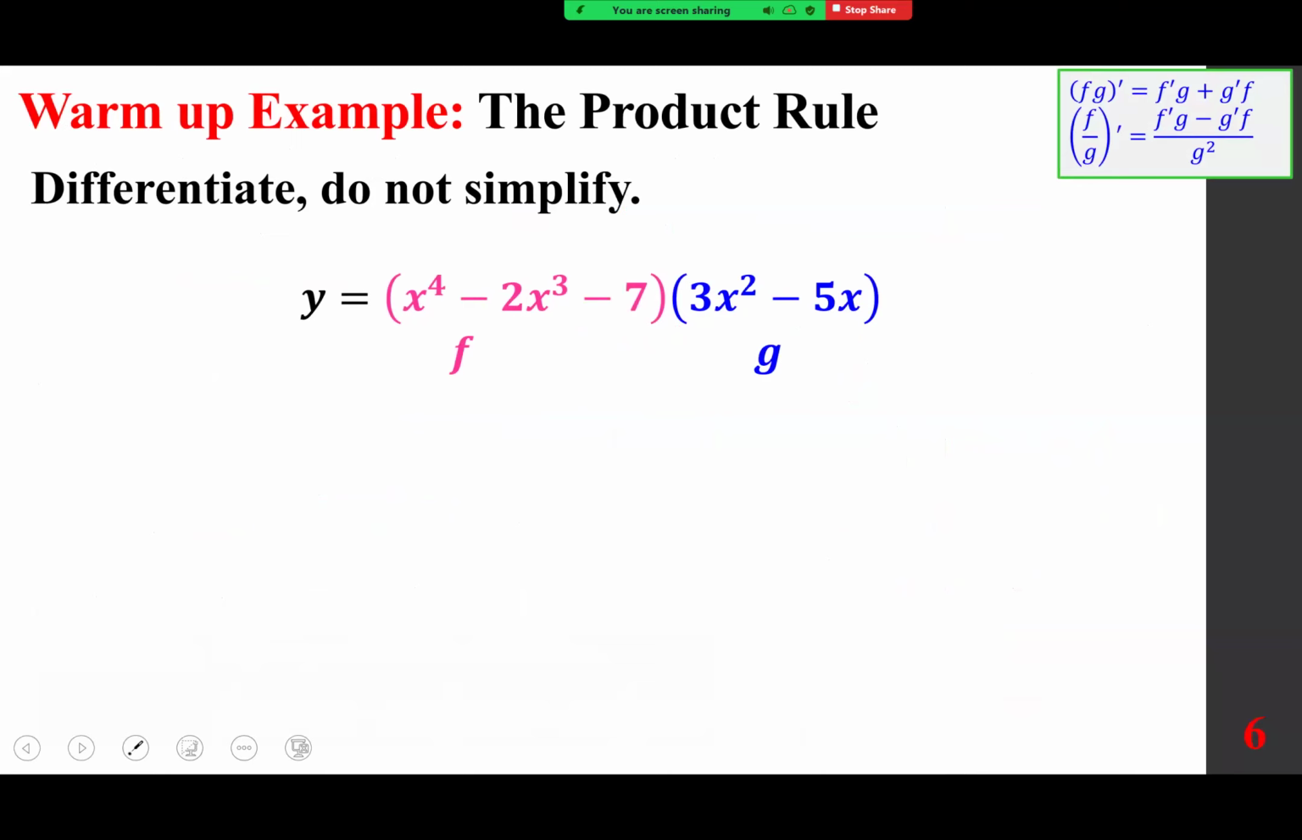As a warm-up example, and we are not going to simplify, I'm going to differentiate y equals x to the power of 4 minus 2x cubed minus 7 times 3x squared minus 5x. I'm going to call the first one the f function, and the second one the g function. That means f of x, that means g of x. And I'm going to stick with the easy way out. By the way, I would always write the formula next to me from memory and follow that.